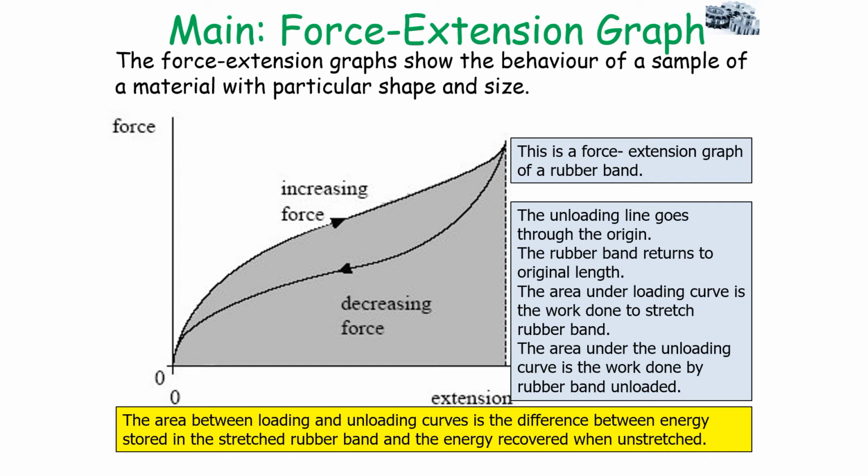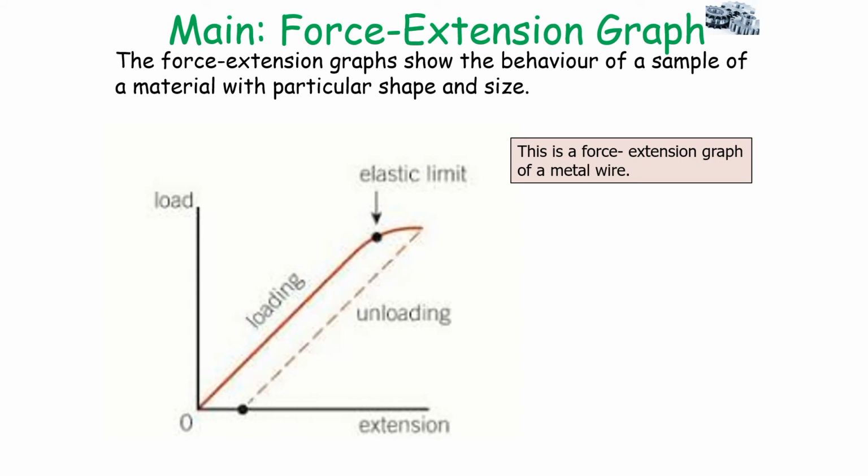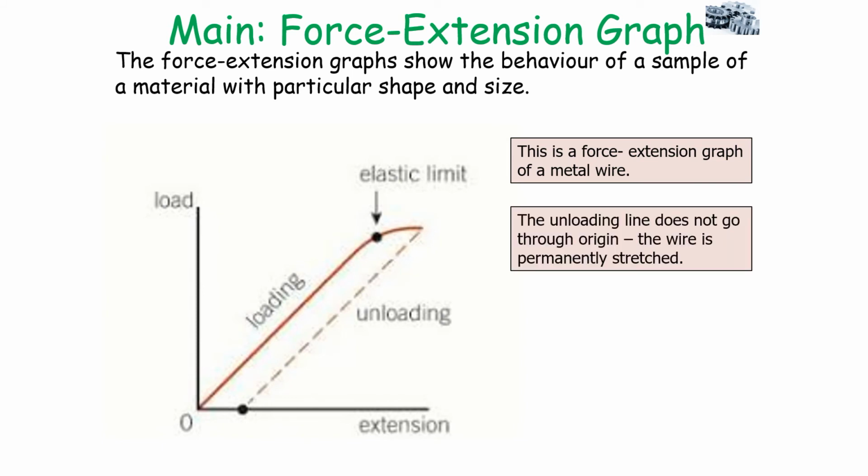So the area between the loading and unloading curves is the difference between the energy stored in the stretched rubber band and the energy recovered when unstretched. So the difference between the energy stored and the energy recovered is because some energy is transferred to the internal energy of the molecules. Now let's consider a force extension graph of a metal wire. You'll notice that the unloading line does not go through the origin because the wire has been permanently stretched.